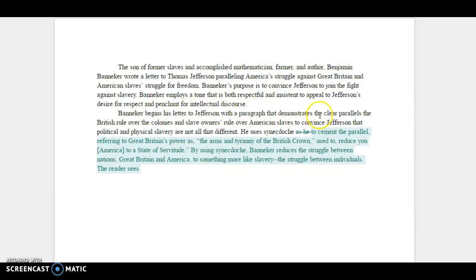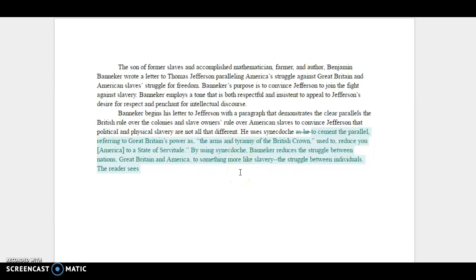with a paragraph that demonstrates the clear parallels, and I should have written the clear parallels between, welcome to the fact that Miss Robinson is not perfect, the British rule over the colonies and slave owners' rule over American slaves, to convince Jefferson that political and physical slavery are not all that different. So basically what I'm saying is that he's using what America went through and what the slaves are going through, and a description of that situation, to convince Jefferson that he should see how these are similar situations. And so that's what the rest of my paragraph is going to be about.